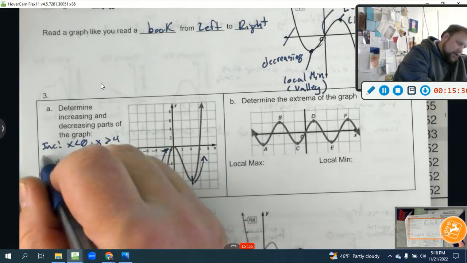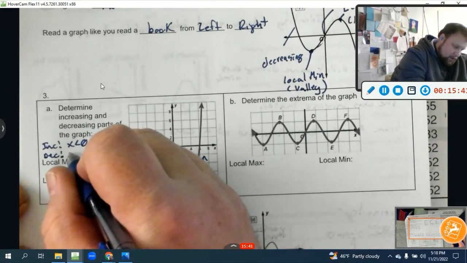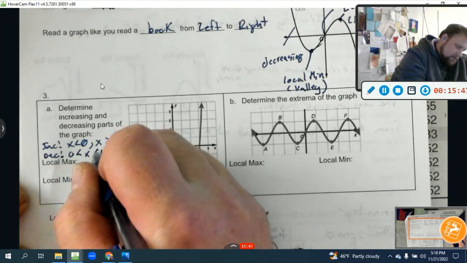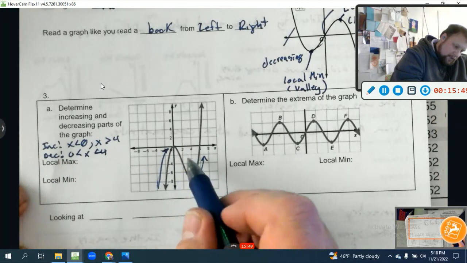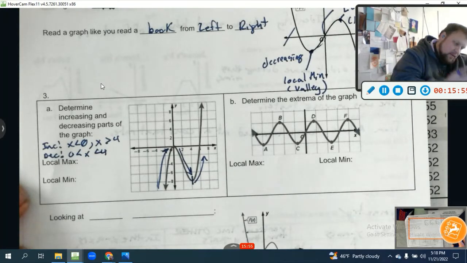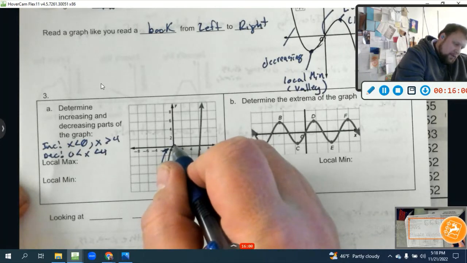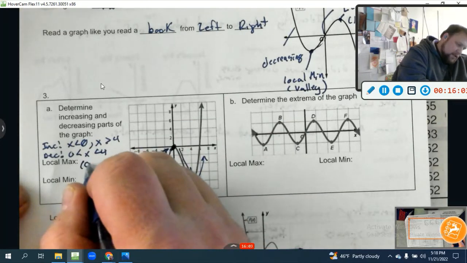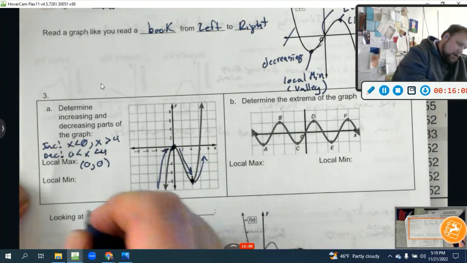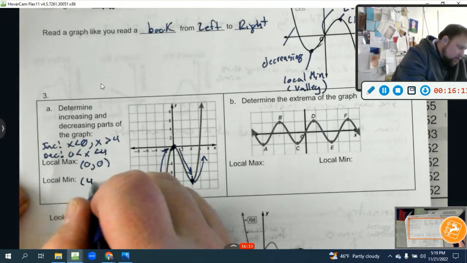And where do we see it decreasing? Well, we see it decreasing in an interval when x is between 0 and 4. When x is between that, it's decreasing all the way between 0 and 4. And where's our local maximum? Our mountaintop is right here at the point (0, 0). Where's our local minimum? Our local minimum is right here at the point (4, -8).